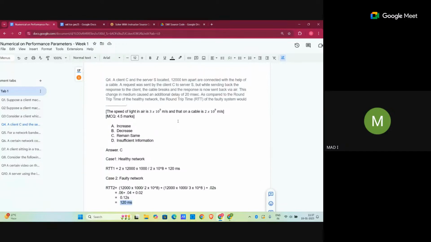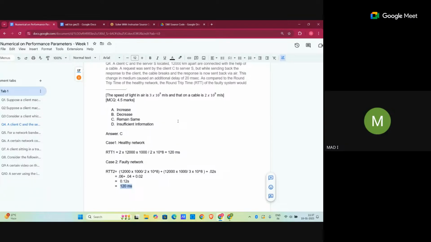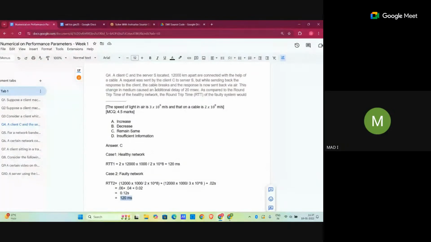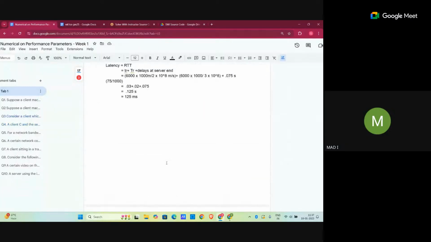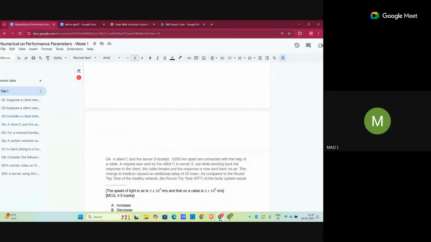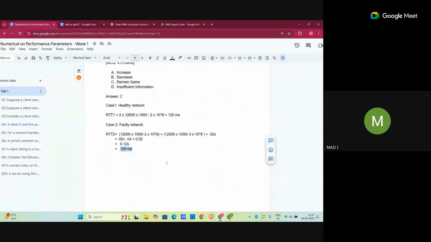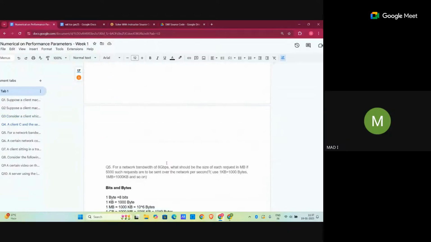Is it clear to everyone? Any doubt in this question? Okay. So you can find such problems in your quiz. So these numericals are very important. So just go through this once again, while I will share this after the session. Now we will see next problem.